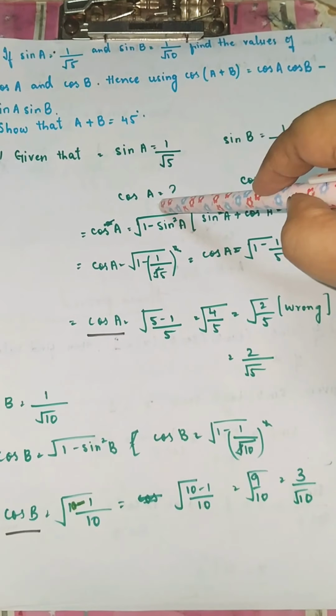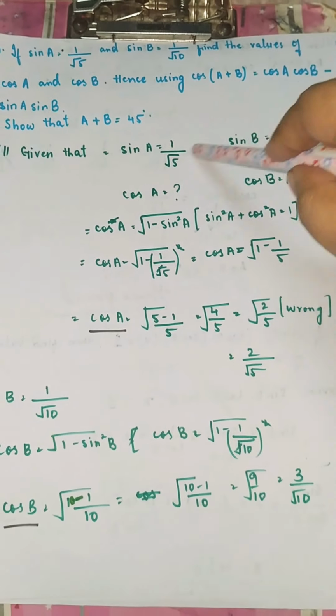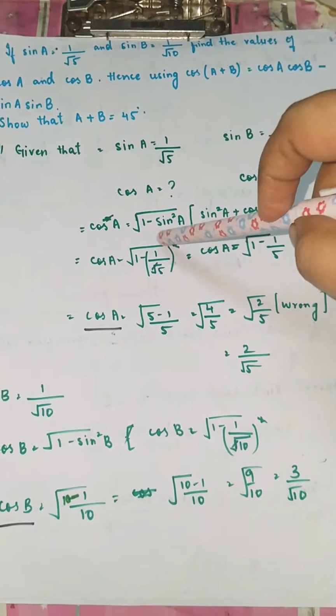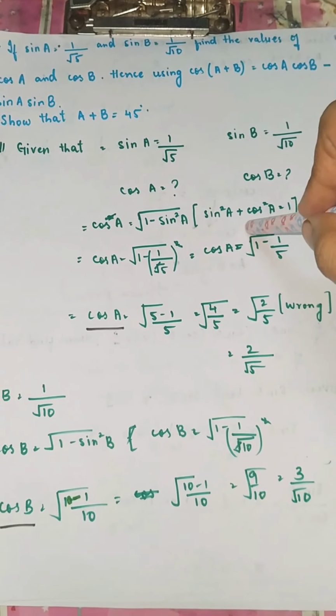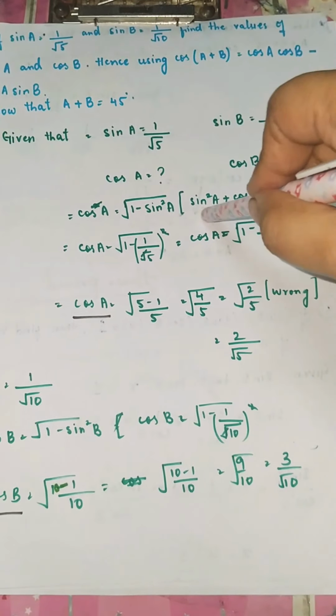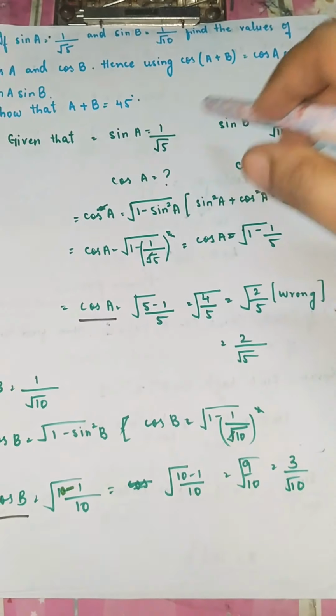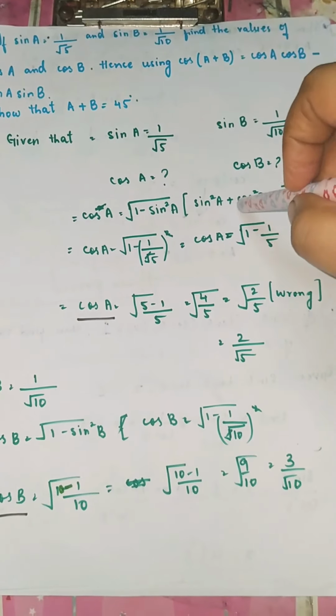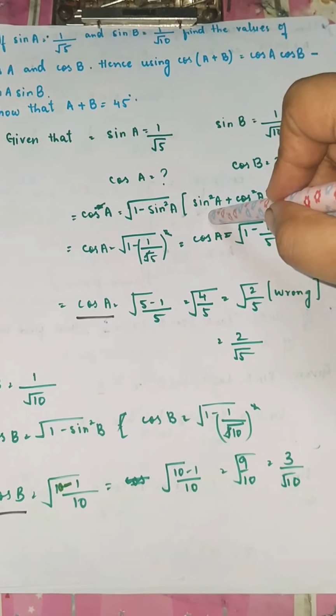Okay, we don't know cos A and cos B. We know sin A and sin B. Now this is one of the identities: sin square A plus cos square A is equal to 1. We can write cos square A is equal to 1 minus sin square A.